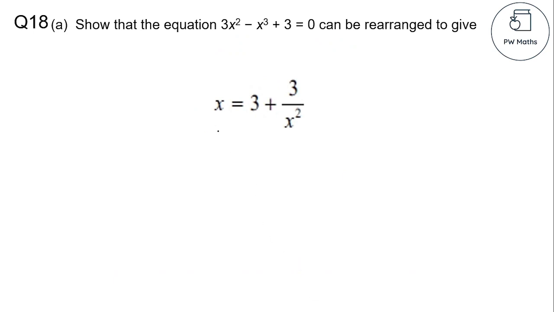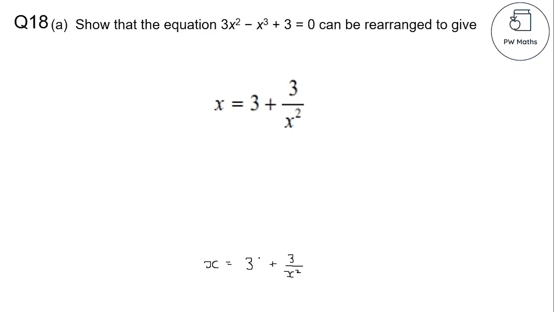Part A of this question: show that the equation 3x squared minus x cubed plus 3 equals 0 can be rearranged to give this. Please don't tell people, but I cheat on this question. I would find it impossible, or very difficult, to go from there to there, so instead I write out the question at the bottom of the page and I do it backwards.